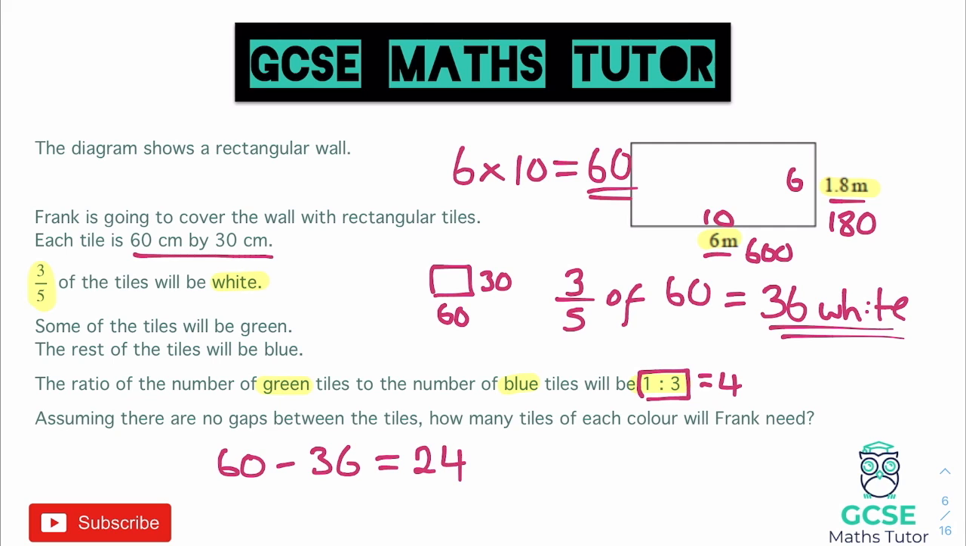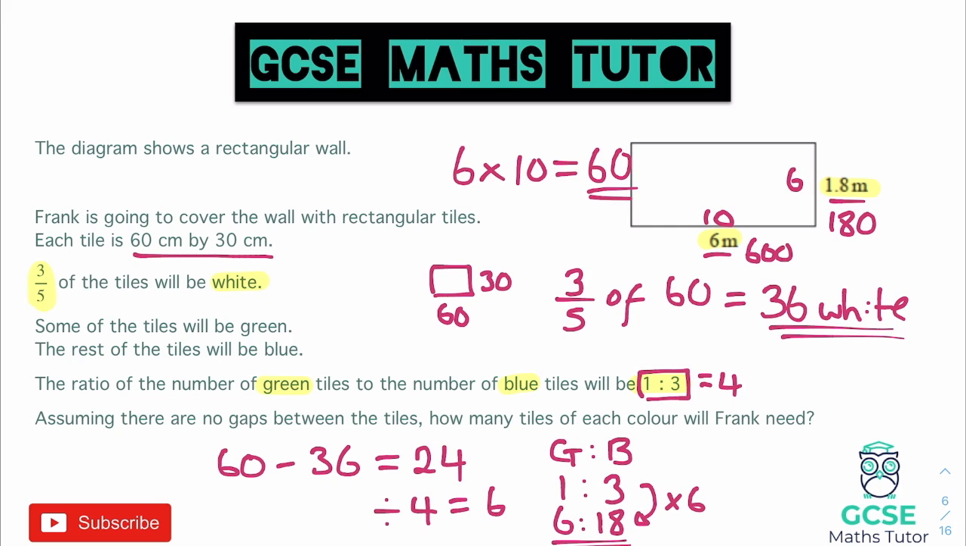So if we want to label this up as a ratio, we've got green to blue. It's going to be 1 to 3. There we go, so 1 to 3. So if we divide the 24 tiles by 4, we know that each part is worth 6. So if we multiply both of those by 6, that's going to be 6 green tiles and 18 blue tiles.